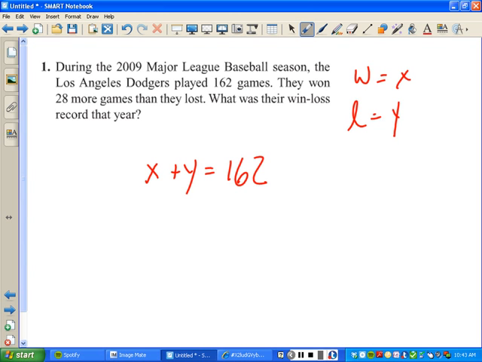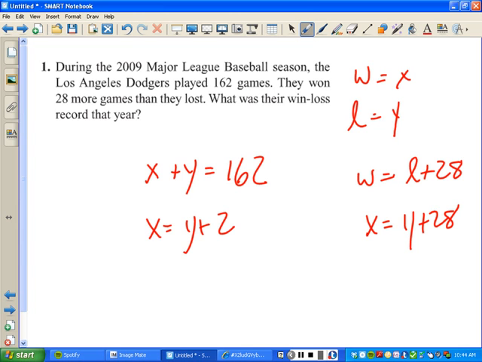Now, in this case, this is not a portion of X, portion of Y type problem. They won 28 more games than they lost. So however many they lost plus 28 tells you how many they won. Do we agree? So in cases like this, X is equal to Y plus 28.